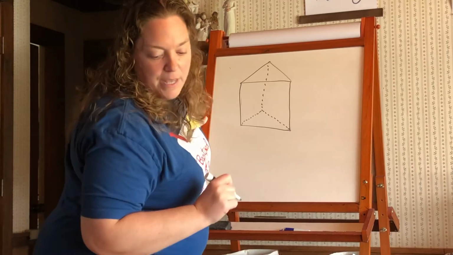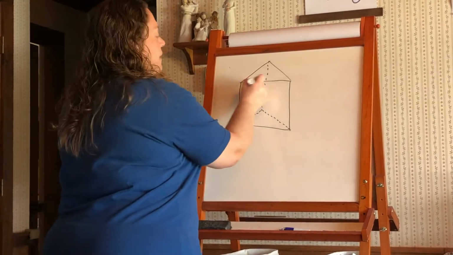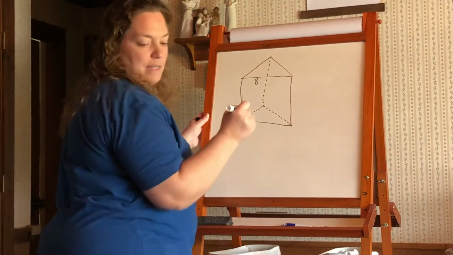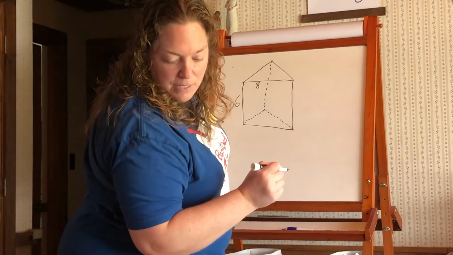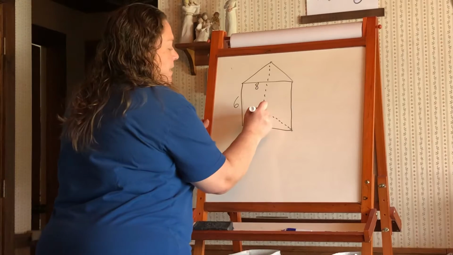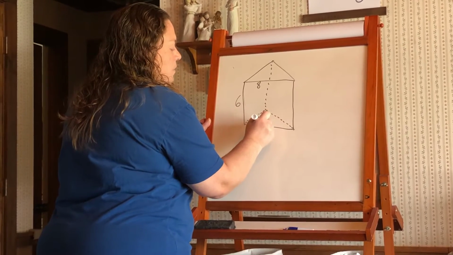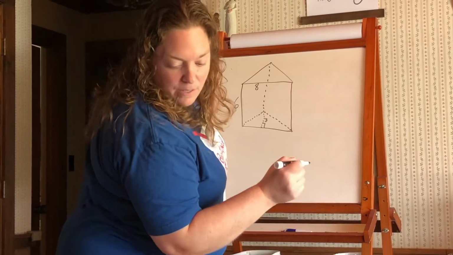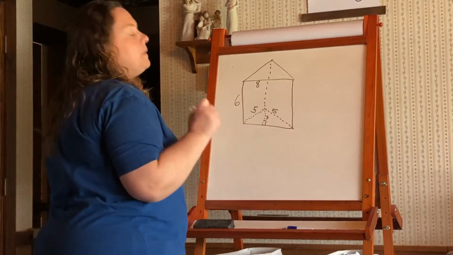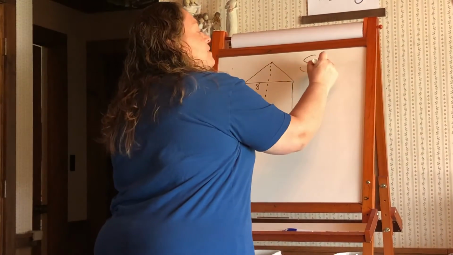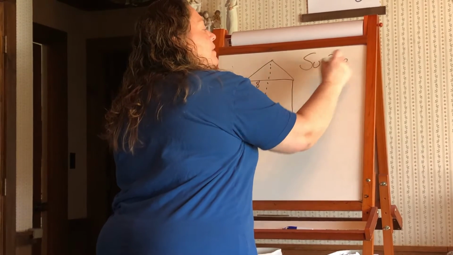It tells us this line across is 8. This line across is 6, down is 6. The height of this triangle is 3. These lines are 5. Okay, surface area.